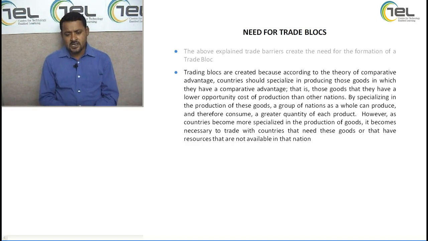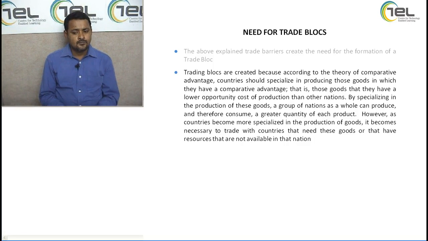The trading blocs are basically created because of the implementation and application of the theory of comparative advantage. Countries should specialize in producing those goods in which they enjoy comparatively higher advantage. In comparison, another country should specialize in increasing the production activity of another commodity in which it has more competitive advantage than the first one.